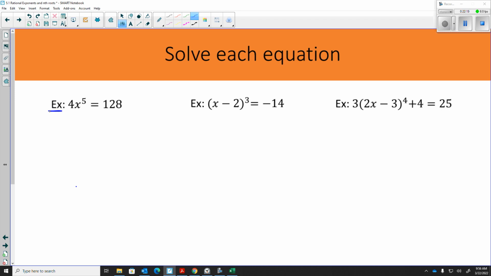Divide by 4. What's 128 divided by 4? You can use a calculator now. You tell me. Yep. 32. All right, now what? The 5th root. You're not dividing it by 5. You're taking a 5th root. So that's x equals the 5th root of 32. 2. 2 times 2 times 2 times 2 times 2.